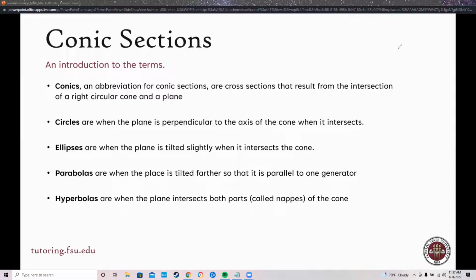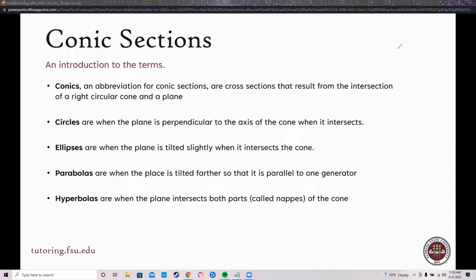In this video, we'll talk about conic sections. Conic sections, or conics as an abbreviation, are a result of intersecting a three-dimensional cone with a plane. In this section, we'll talk a little bit about 3D geometry, or just classic graphs within math, like circles, ellipses, parabolas, and hyperbolas.